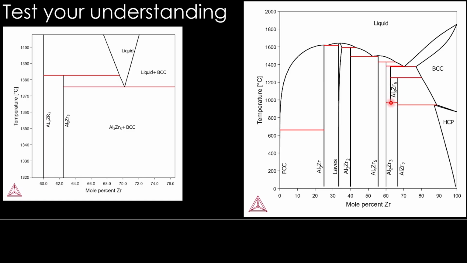This is one solid Al3Zr5 becoming two solids. Okay, so Al2Zr5 and AlZr2. One solid becoming two solids is a eutectoid reaction. Okay, so there is a horizontal line here. This is BCC on this side, AlZr2 on the other side. They two combine to give this V here.